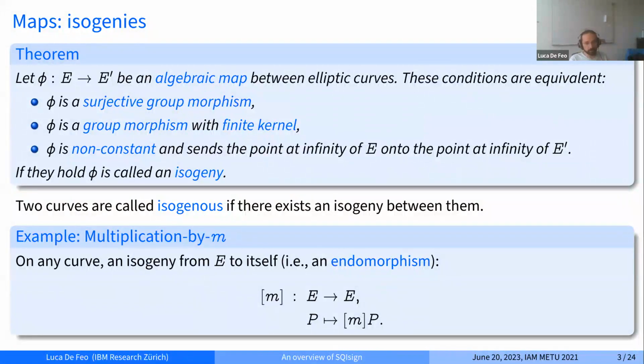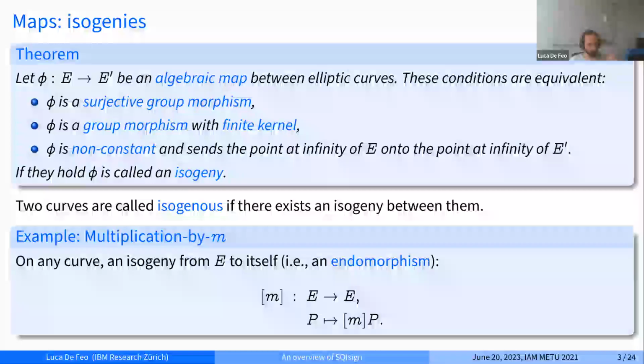Algebraic meaning that it is defined by polynomials, by rational fractions. And it has one extra condition, and you can choose any one of the 3 conditions listed here. You can even say that it is a surjective group morphism. So if you see how the isogeny maps the points, it must respect the group law. It must respect the group structure. So in particular, 3 collinear points must be sent to 3 collinear points. So the isogeny must preserve straight lines in a sense, and must do so surjectively.